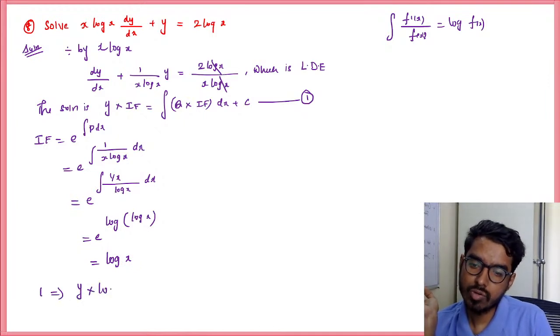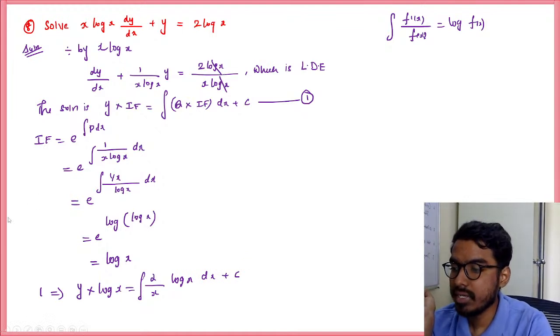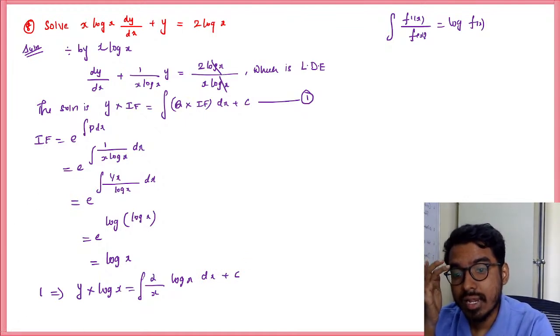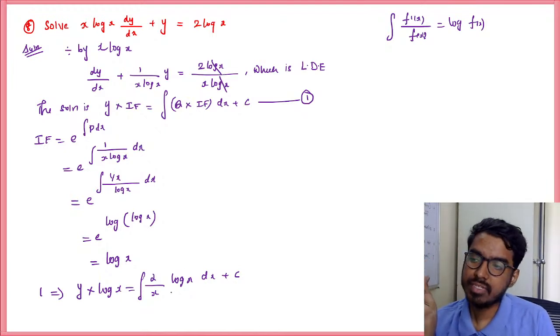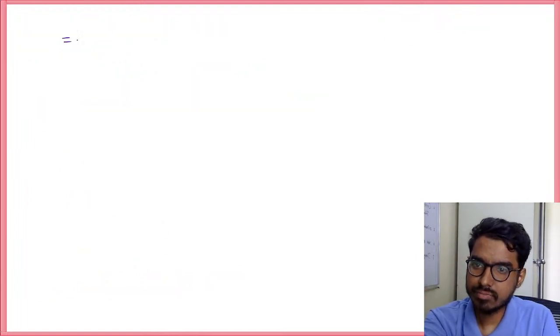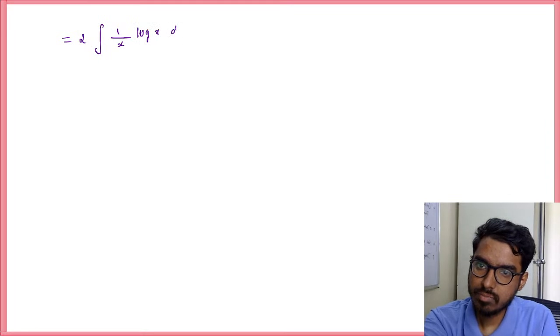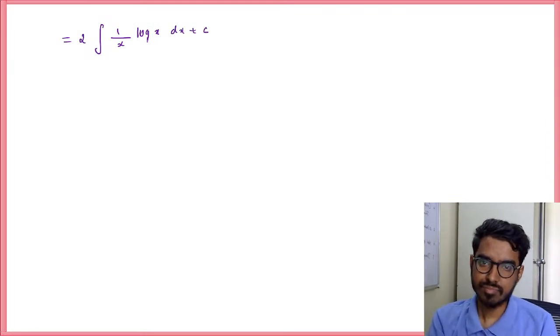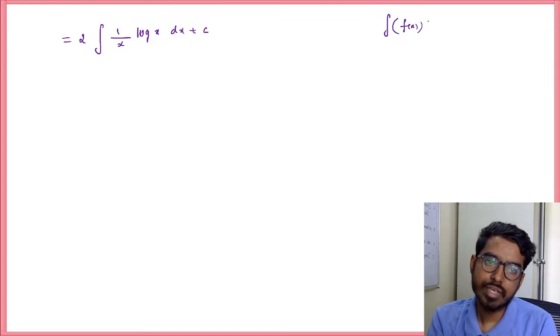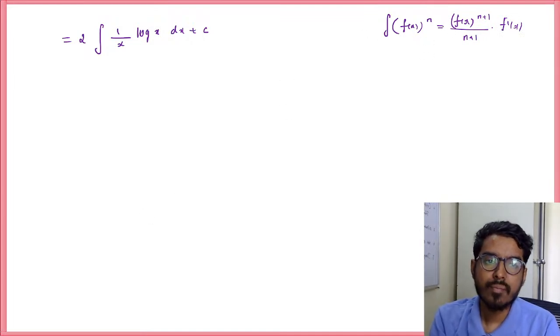So y times the integrating factor equals the integration of Q times the integrating factor dx plus c, where Q is 2 by x. Now we need to integrate 2 by x log x dx plus c. If I take 2 outside, we have the integration of log x by x dx plus c. What is the integration of log x by x? Very simple. What is the integration of f of x whole power n?